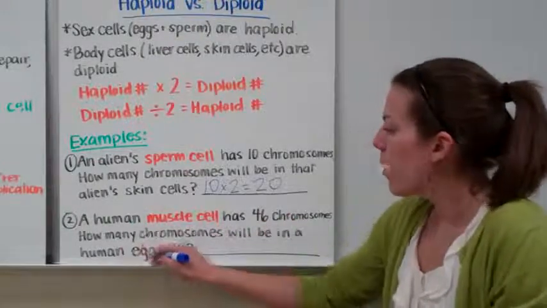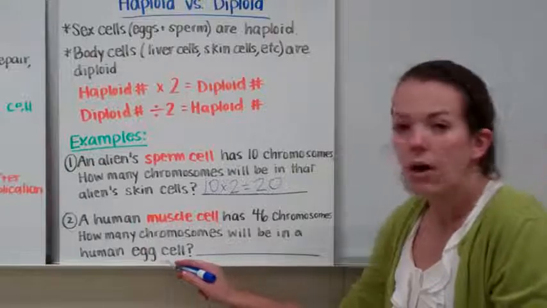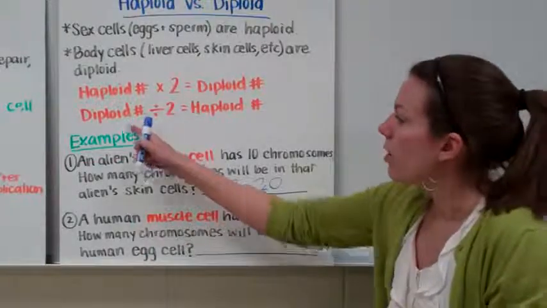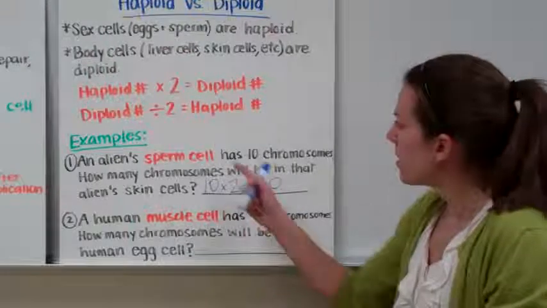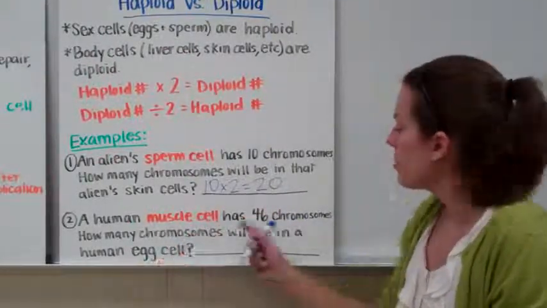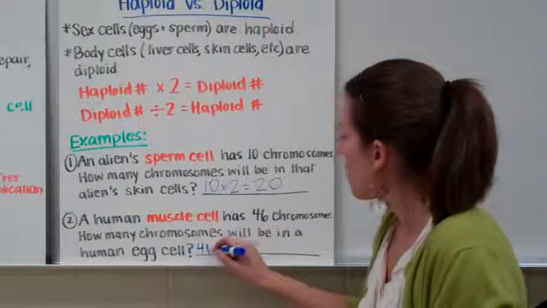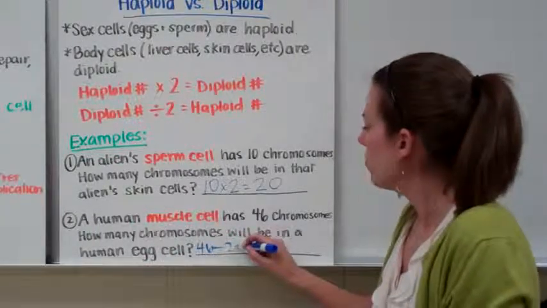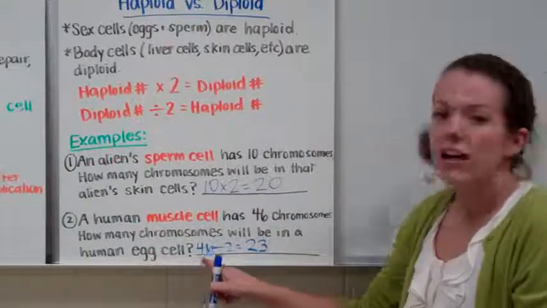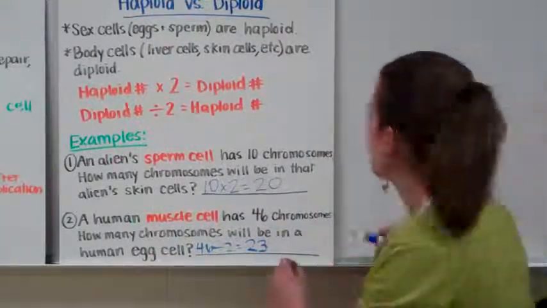Now, they want to know how many chromosomes are in an egg cell. Egg cells are haploid. So we're going from diploid to haploid. Therefore, we need to divide this number, 46, by 2 to get our haploid egg cell chromosome number. So 46 divided by 2 is 23. So the human egg cell has 23 chromosomes.